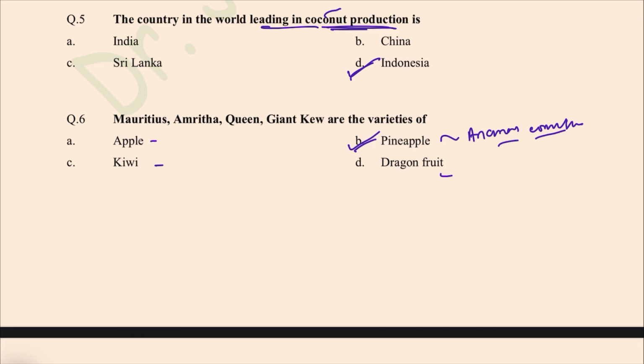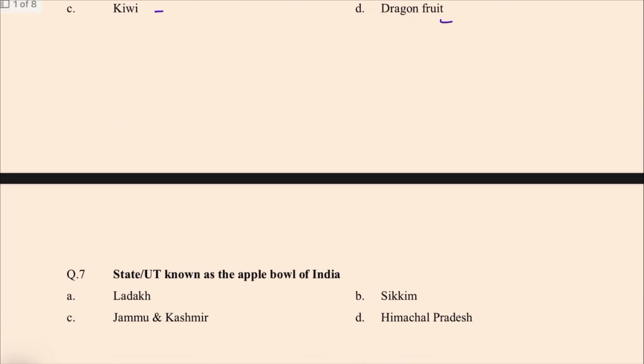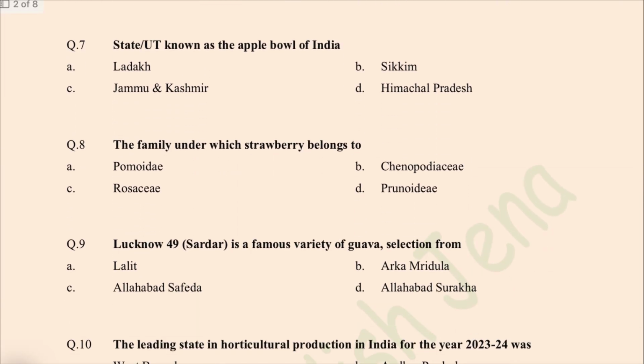Next question. A question from here, like the pineapple variety most preferred for the canning industry, that is Giant Q. Q. Hayward is the most widely cultivated commercial variety of which crop? That is kiwi. Next question. State or union territory that is known as the apple bowl of India. Most commonly asked question in different competitive examinations, that is Himachal Pradesh. Okay, Himachal Pradesh is known as the apple bowl of India.